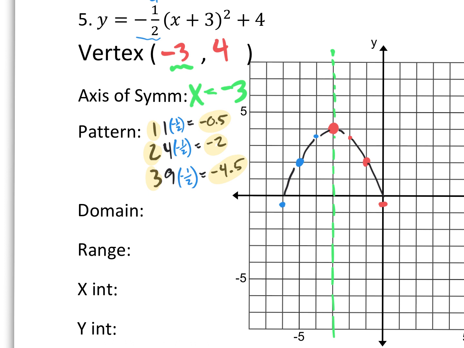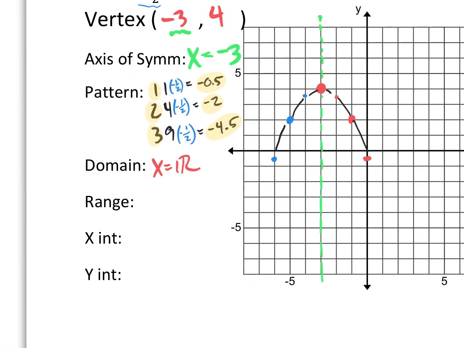This was hard because we had to modify the pattern according to the new a value of negative half. Finding the vertex, thinking opposite on h, taking k for what it is, that was easy. Pattern, a little bit challenging, but not bad. We've done this before. And now for the rest, you could state what is the domain? X equals all real numbers. That's always true on any parabola. Doesn't matter if it opens up, down, if it's wide or narrow. The domain's always the same. X equals all real numbers.